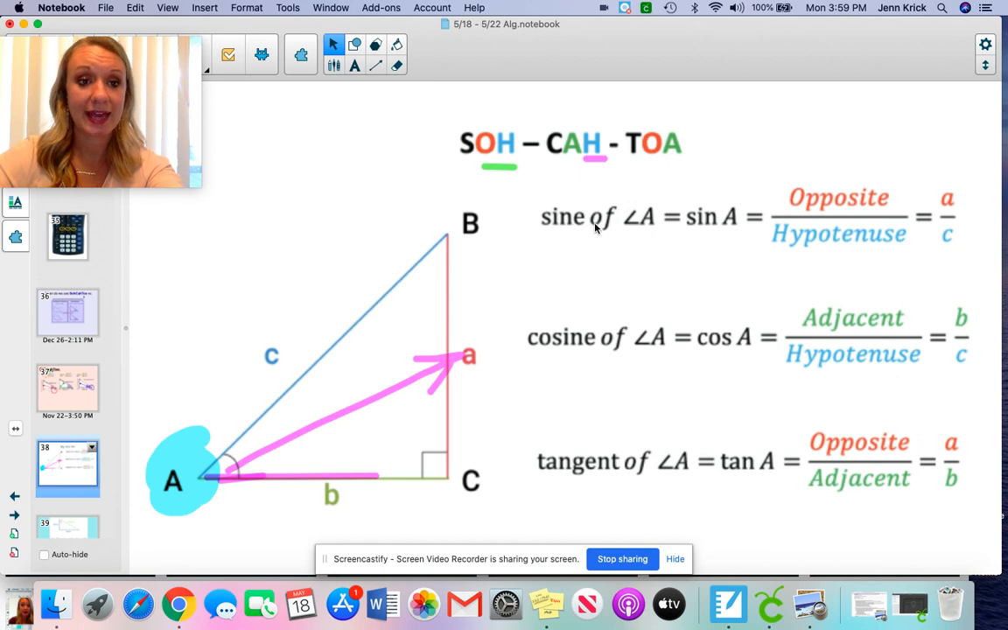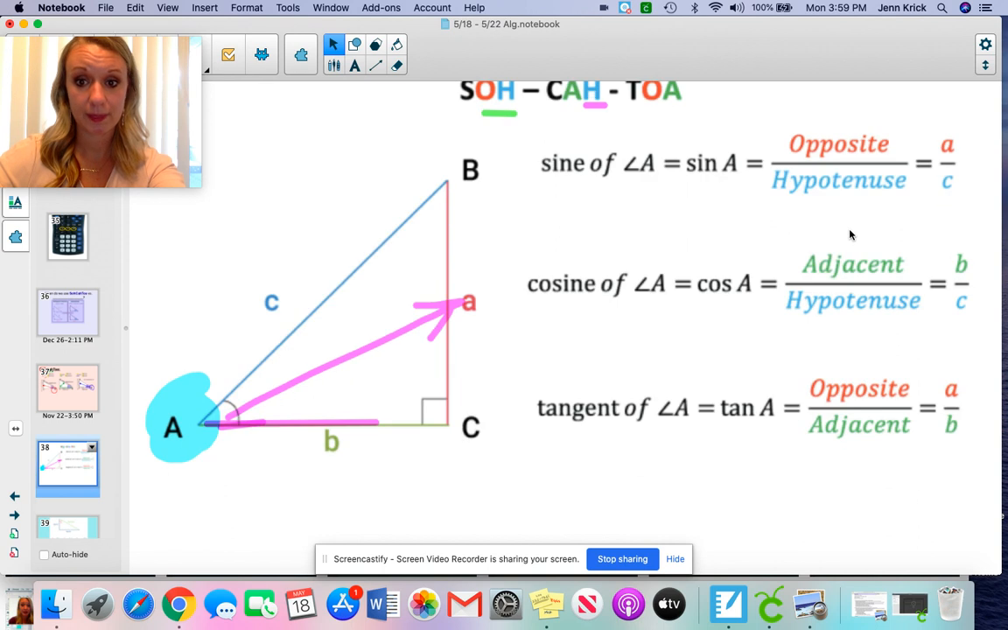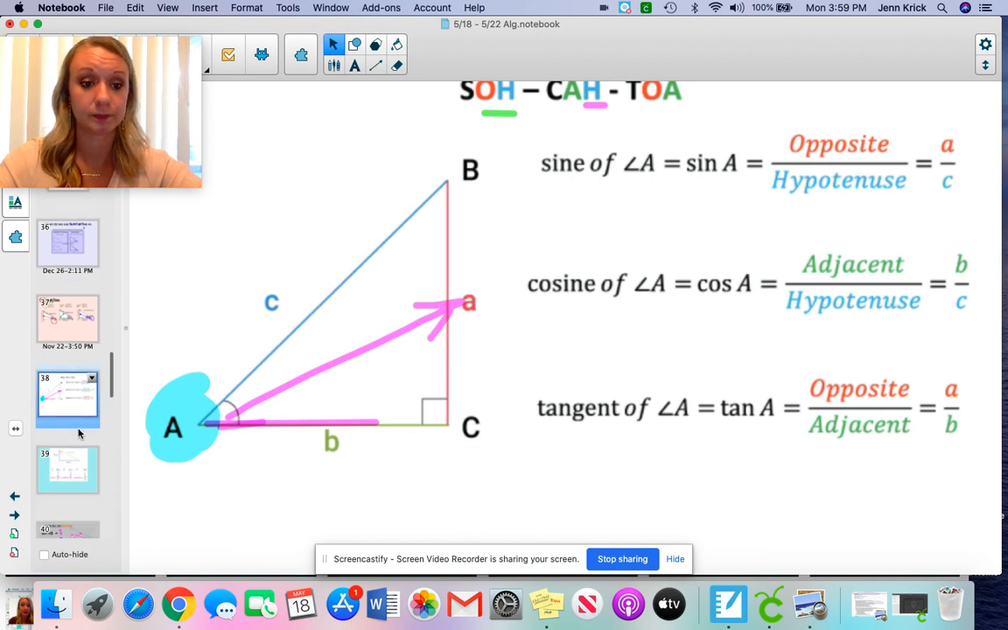If we're using sine, that means we're using opposite over hypotenuse as our ratio. If we're using cosine, that means we're using adjacent over hypotenuse. If we're using tangent, that means we're using opposite over adjacent. Remember that if I'm looking at angle A here, the opposite side is always across from that angle. The adjacent is always touching it, right next to it. The hypotenuse is always across from our right angle.